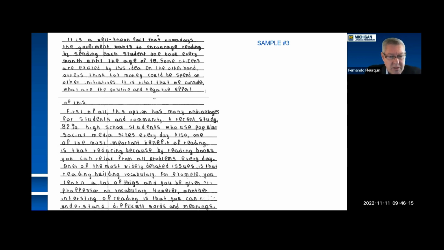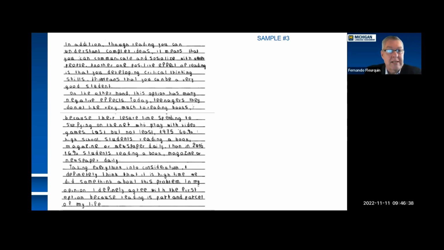Also, one of the most important benefits of reading is that reducing, because by reading books, you can relax from all problems every day. One of the most widely debated issues is that reading builds vocabulary. For example, you learn a lot of things and you be given professor on vocabulary. However, another interesting of reading is that you can understand different words and meanings.